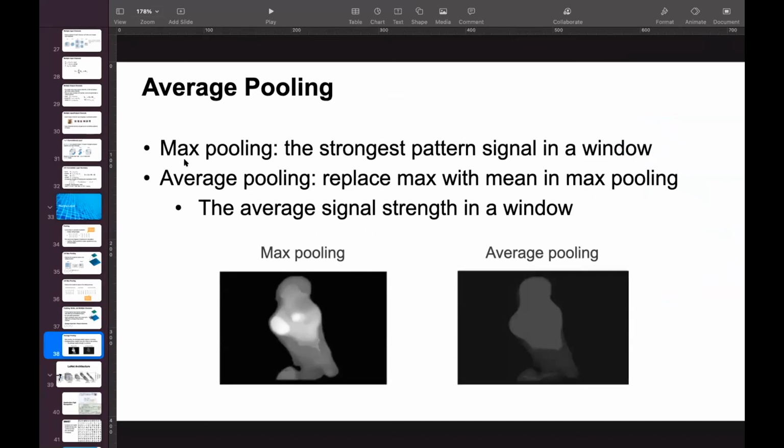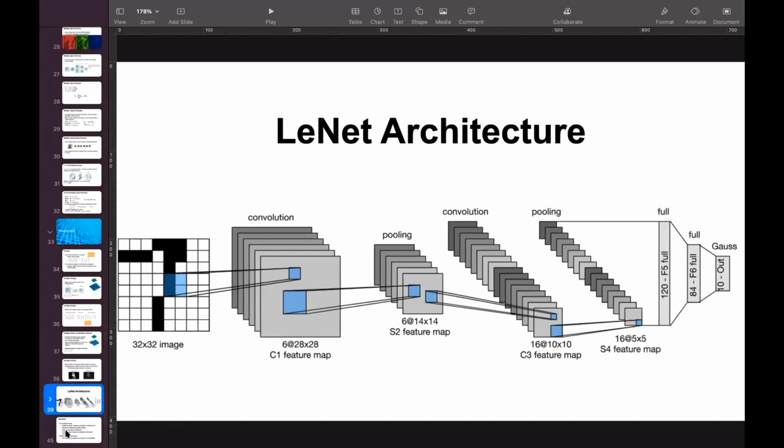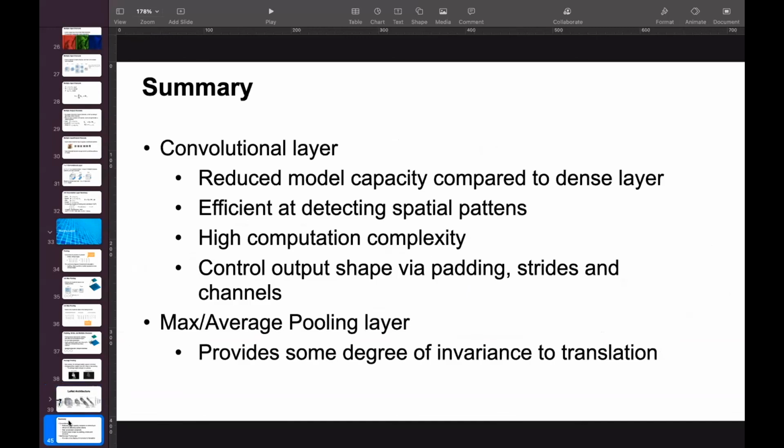So max pooling, the explanation for this is that the strongest pattern signal in a window is what you want to detect. Average pooling is just taking the average signal strength in the window. Signal again refers to the object you might want to detect. And again, there's already been a discussion of this, so I'm not going to get into it. I would rather pause here.